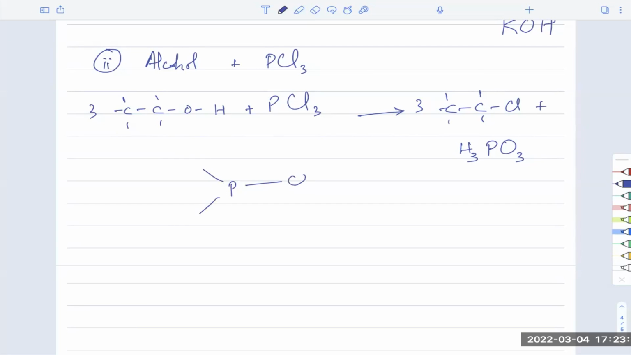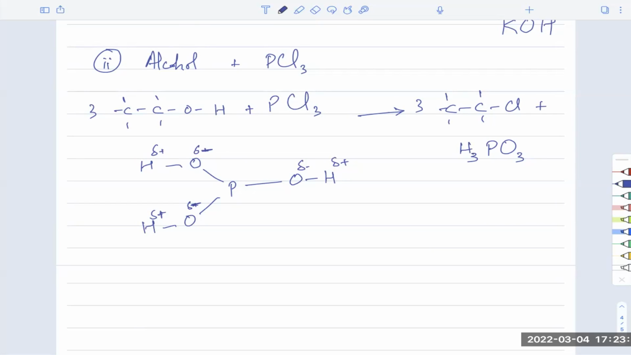PCl3 is this compound, right? Now, these chlorines have to be replaced one at a time. So the first one goes away, gives you an OH. The second one goes away, gives you an OH. And the third one goes away and gives you an OH. Now, because the bond between hydrogen and oxygen is very polar, this has become a weak acid.